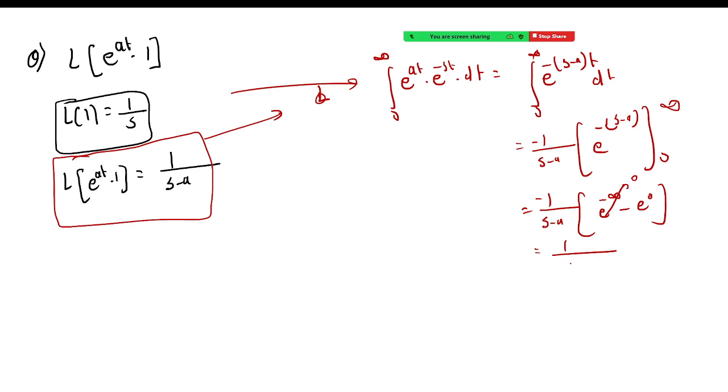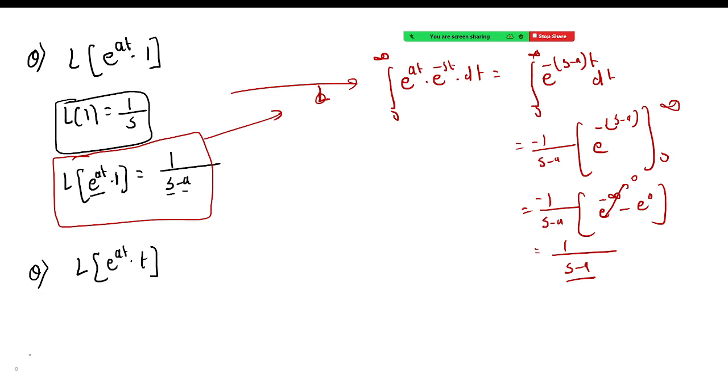So finally you will be getting 1 upon s minus a, right? So if you see directly, if there is e to the power at something and here there is a function, directly you substitute s minus a kind of thing, right? Again, if I want to calculate the Laplace of, let's say, e to the power at into t.